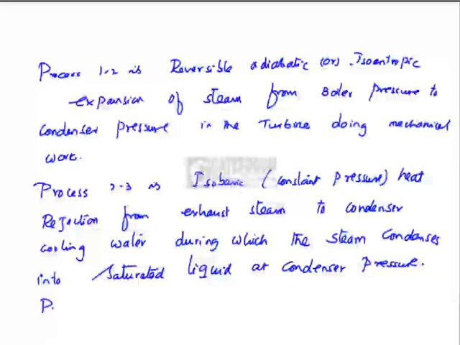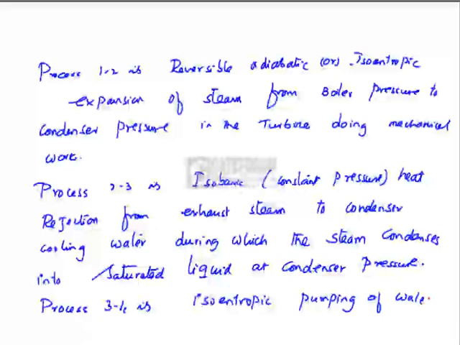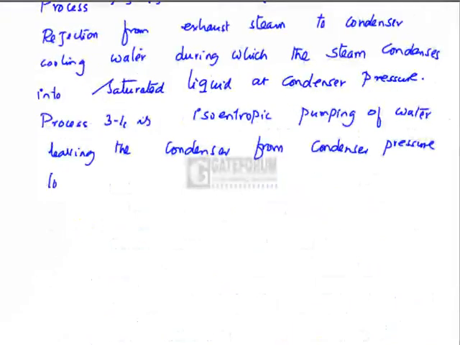Then the process 3 to 4 is isentropic pumping of water, saturated liquid water, leaving the condenser from condenser pressure to boiler pressure, and then feeding that water into the boiler for heat supply.